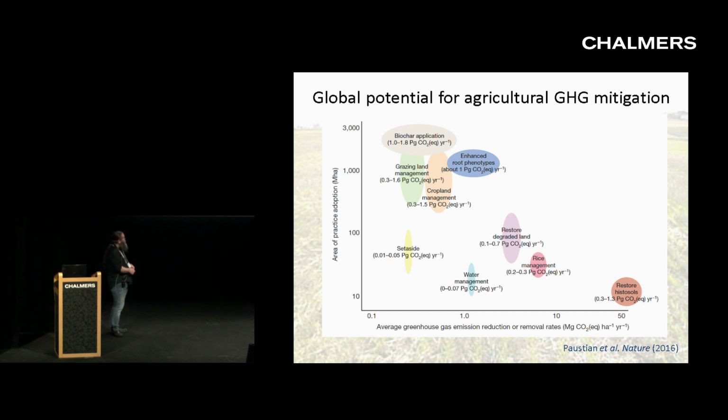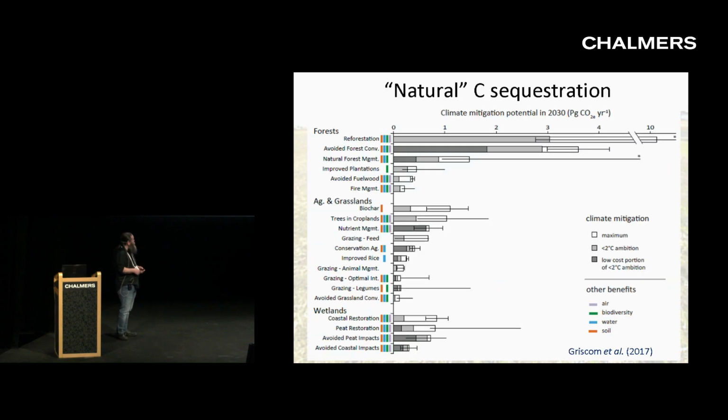So a combination of these practices, through set-aside, restoration of degraded land, rice management, and enhanced root phenotypes to get more carbon down into the soil, and then all the things we already know about in cropland and grazing land management, as well as restoring these peatlands, gives us quite a significant potential. And this has come up again. It's attractive to policymakers because it gets around some of the issues associated with the negative externalities of technologies that require large land areas and may either displace food production or impact upon biodiversity.